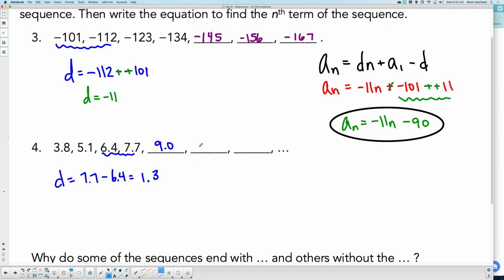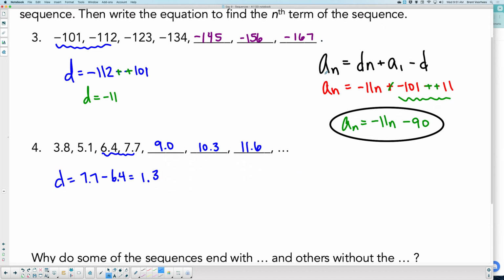10 point 3. That's right. It's 10.3. That's good. All right, 10.3. And what would our last one be? 11.6. Good math. And last time for me to ask this question, what does it mean when you see the dot, dot, dot? It goes on forever. Whereas if you just have a dot, that means it's literally stopping. That's the last one. All right, let's write an equation.